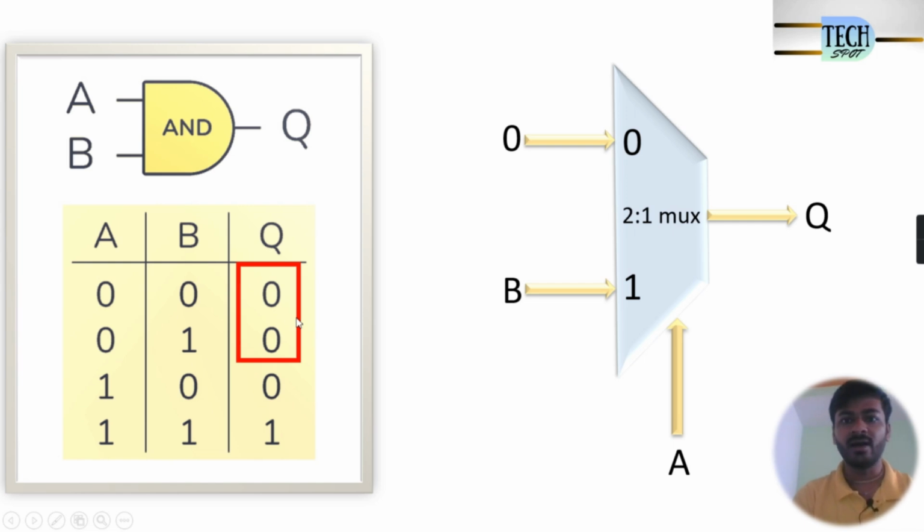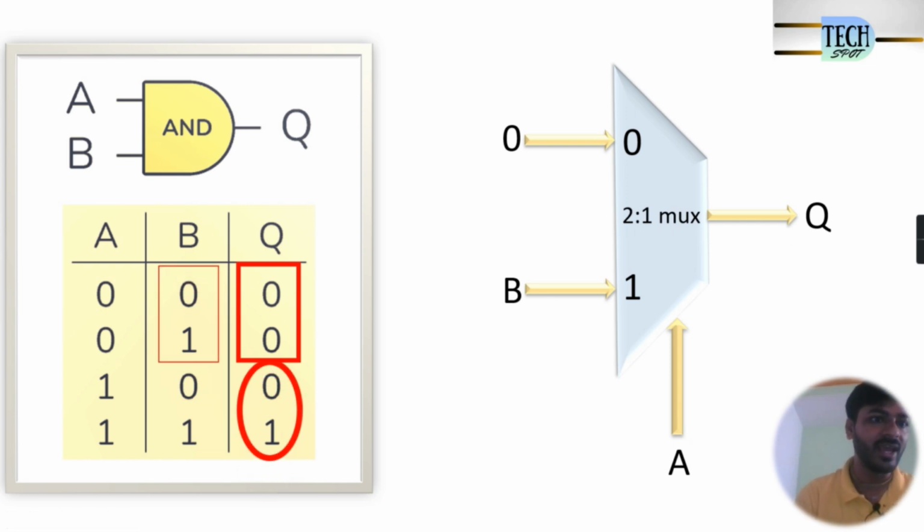Similarly, when A is equal to 1, the output Q will be equal to B. If you see the truth table, when A is equal to 1, whatever value is in B, that is 0, 1, the same I am getting in the output. So as per the truth table of the AND gate, we are getting the output from this 2:1 mux. This is how we can implement the AND gate by using a 2:1 mux.